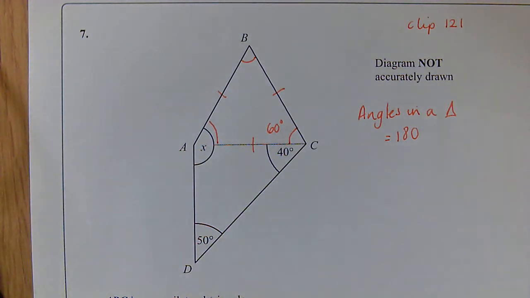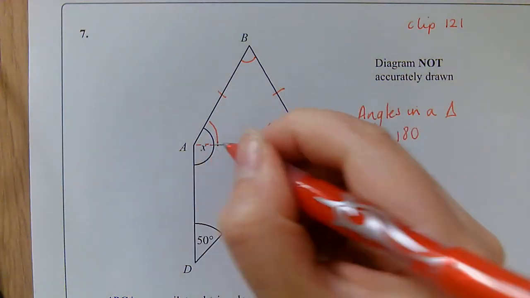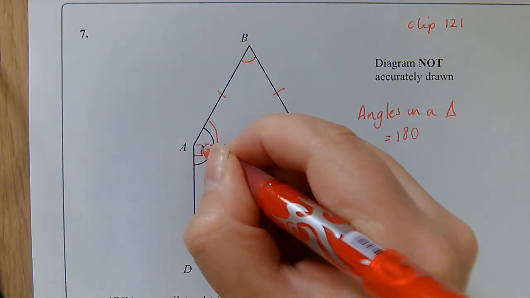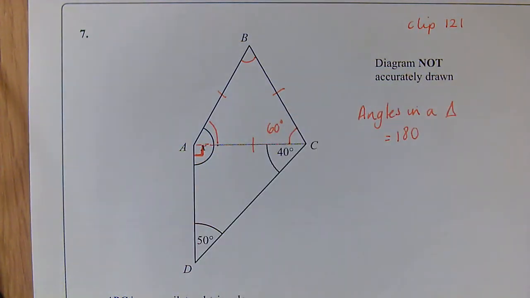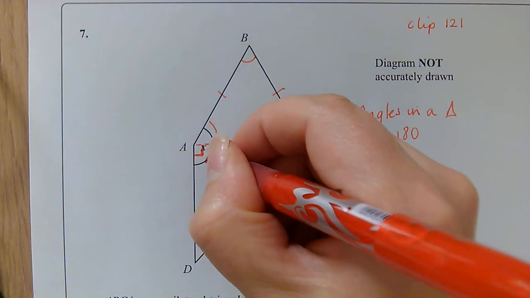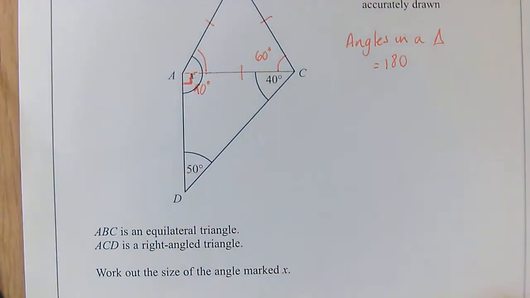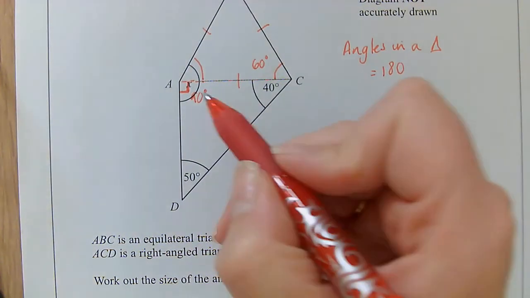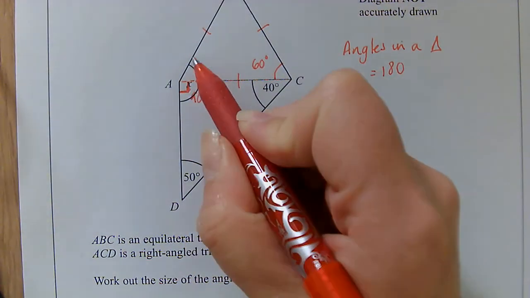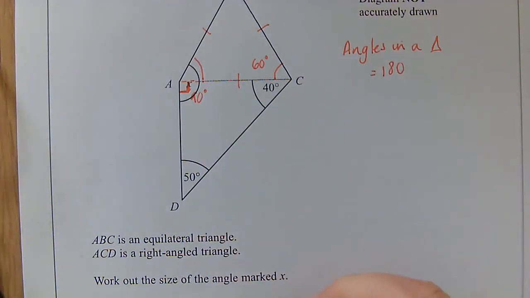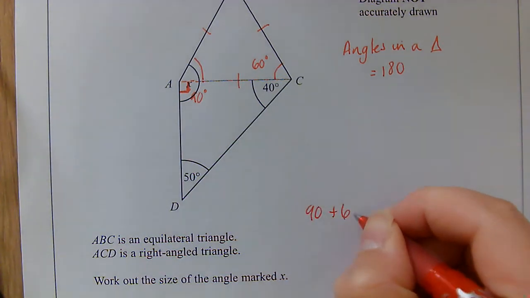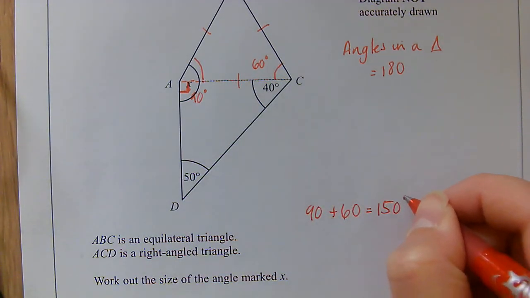ACD is a right-angled triangle. So that means this angle here will be a right angle, 90 degrees. So we need to work out the size of angle X. So here we've got our 90 degrees plus our 60 degrees to give us 150 degrees.